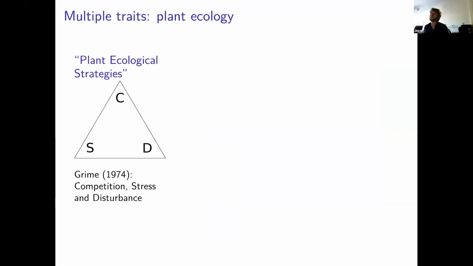People in plant ecology have defined ecological strategies. Here is a very famous one, the plant ecological strategy proposed by Grime a long time ago: the species composition of a plant community at some point will be determined by competition, stress, and disturbance. This was later linked to certain plant traits by Westoby, for instance specific leaf area, plant height, and seed mass. There is a link to these ecological variables.